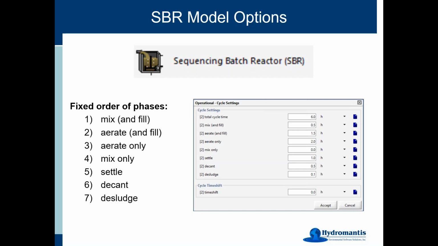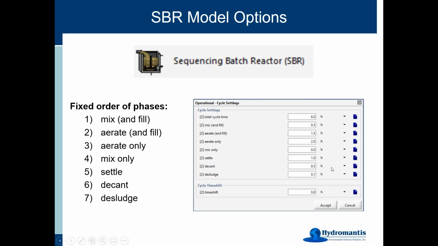you'll note here that there are 7 phases that exist on the operational cycle settings menu. And so therefore you can run the simple SBR with these ones in this order, and you can set whatever length of time that you want to have that happen. So over here, you'll notice that it says, for example, at the top here, the total cycle time is 6 hours. And I'm going to have it fill for half an hour and then aerate, while I'm also filling, for another hour and a half, and then aerate only for 2 hours. And then I'm going to have it settle and decant and desludge, etc.